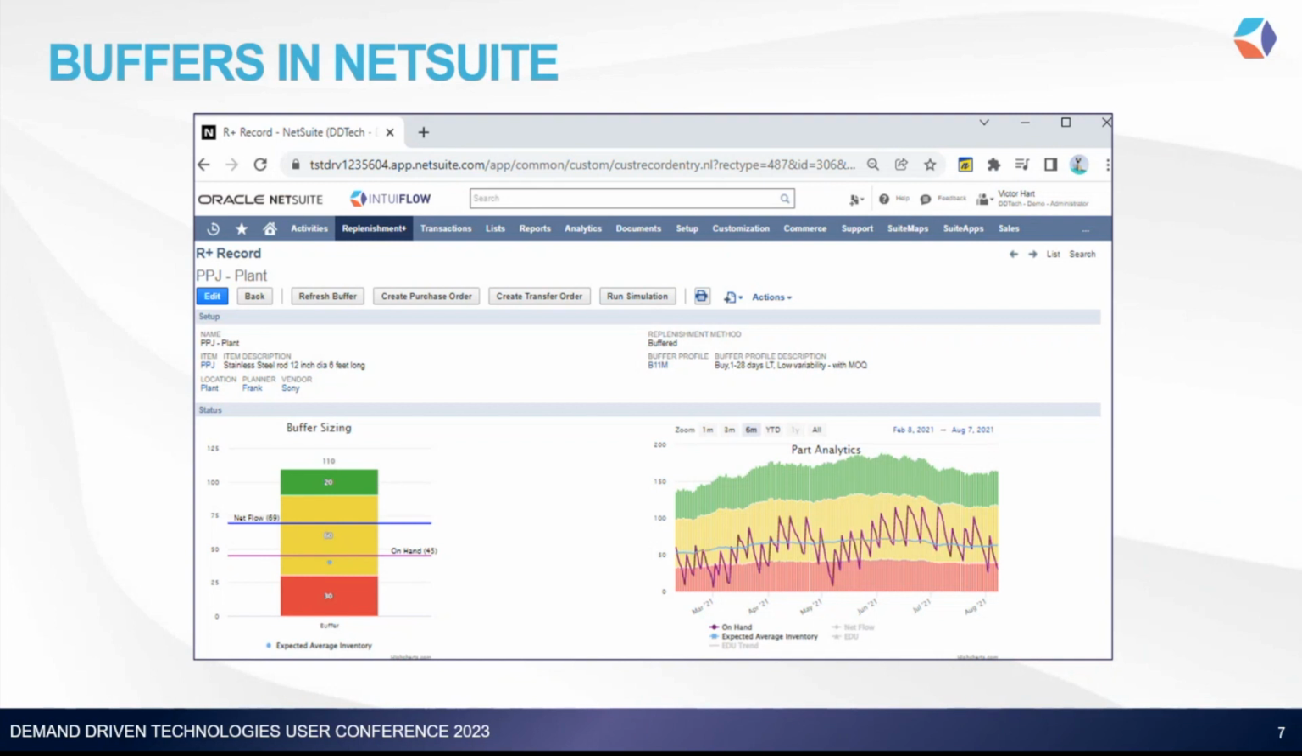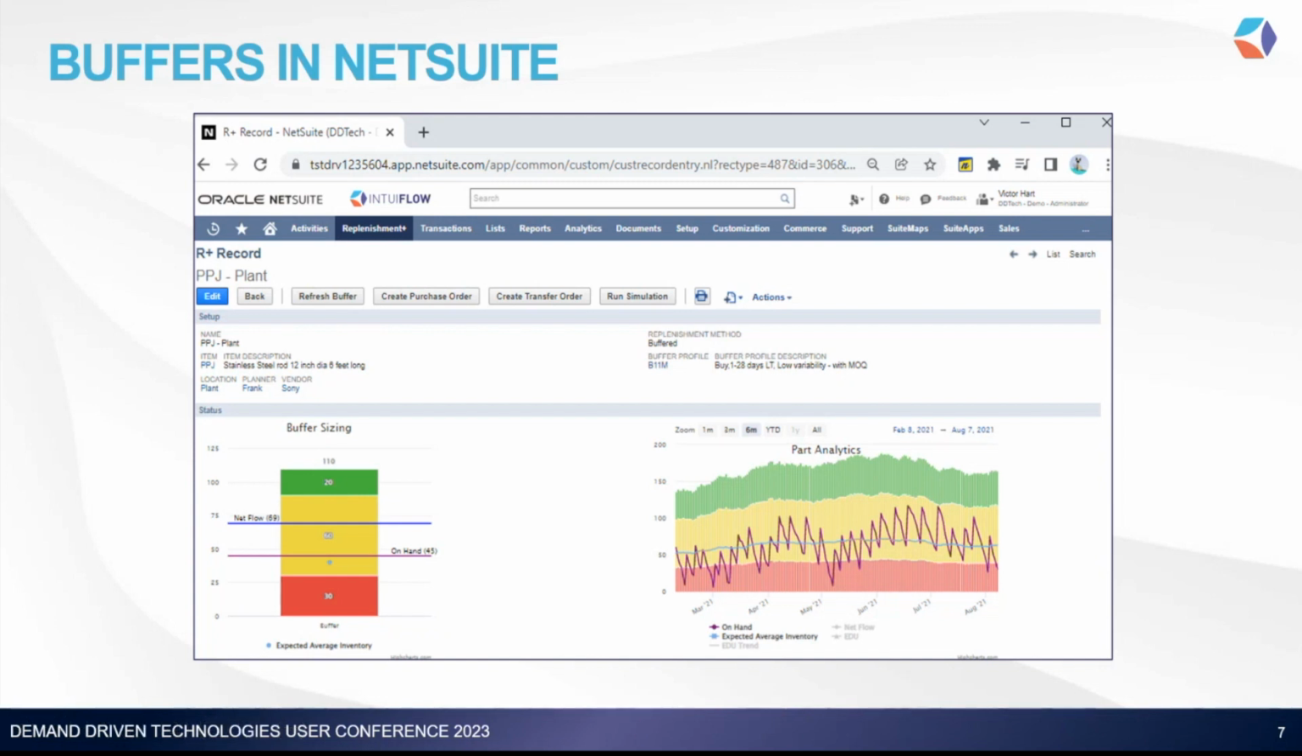And because it's calculated based on the size of the buffer zones themselves, as my buffer resizes itself throughout time, that expected average inventory will resize itself as well. And we can see that over here on the right. This part analytics shows us a historical view of the buffer. In this case, I had set it for the last 6 months. So we can see over that 6-month time period how the buffer had resized itself. We can see that light blue line showing our expected average inventory fluctuating over time, and then our actual on-hand inventories are fluctuating nicely around that target inventory line.